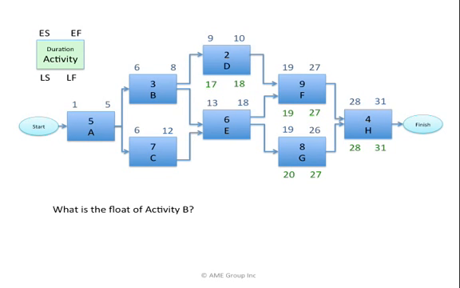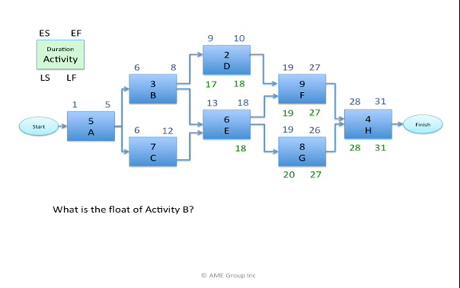Activity E is a little trickier. I'm asking, what's the latest E may finish? And F may start by day 19 and G start by day 20. I look at the number 19 and the number 20. I take the smaller of these two numbers, 19, and subtract 1. The latest E may finish is day 18 if F were to begin on day 19 or G by day 20.